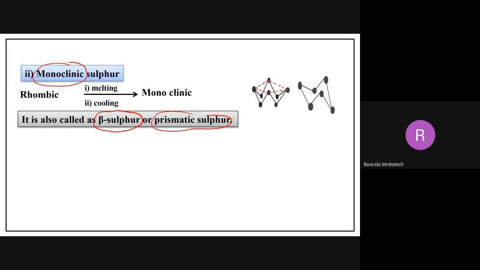Now again, how to get the monoclinic sulfur, beta? Isn't it? Rhombic sulfur, if you heat the rhombic sulfur, you are going to get the monoclinic sulfur, isn't it? If you cool the monoclinic sulfur, what do you get, beta?